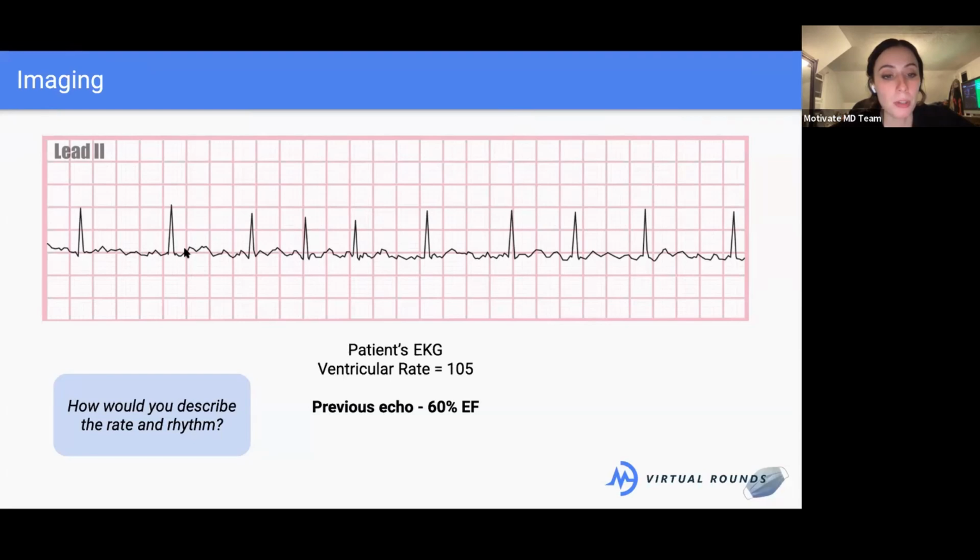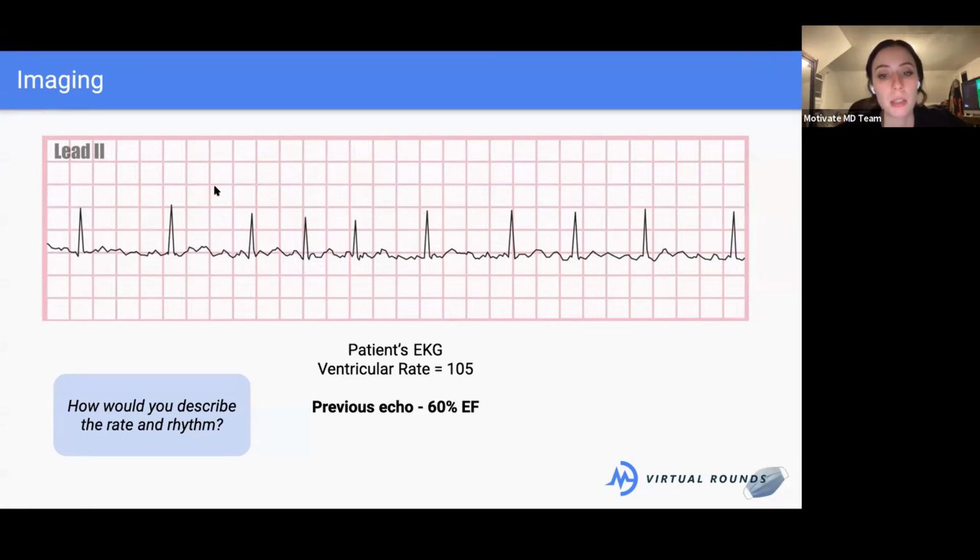And then the rhythm would be this line here. And I don't see a clear rhythm, right? I don't see a clear P wave. I don't see a clear ST segment. It's all over the place. So does anyone know what this is called when it's an irregular rhythm? This is called AFib, so atrial fibrillation.